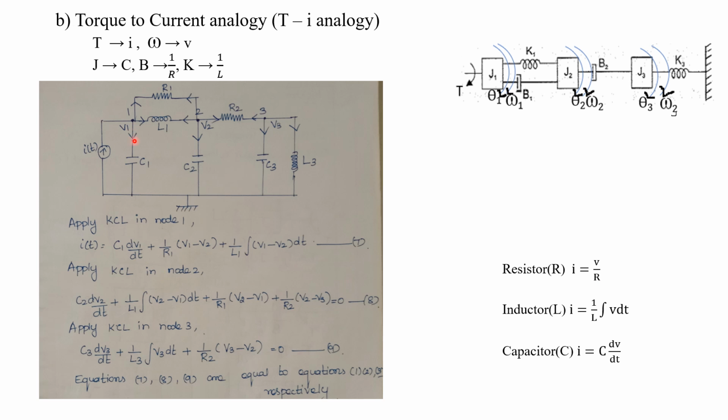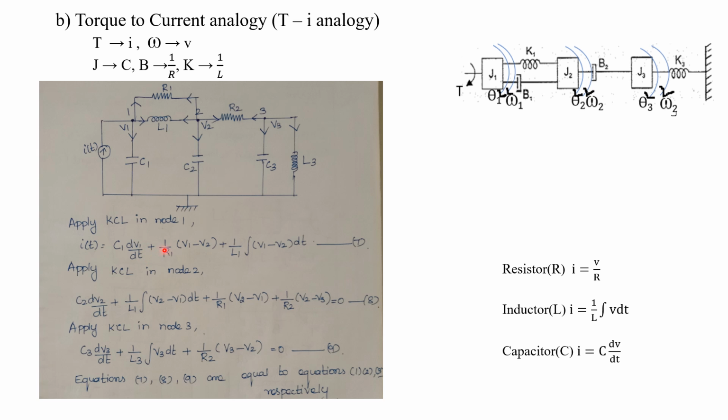Now what about the current flowing through the capacitor? C1 into C dV by dt. This V is nothing but the voltage drop across the capacitor C. So here it is C1 into d by dt of V1. What is V1? The voltage drop across the capacitor C1. For this capacitor C1, one end is at V1 voltage, the other end is at ground voltage. So V1 minus 0, because the current is flowing in this direction, is nothing but V1. So we can write it as dV1 by dt.